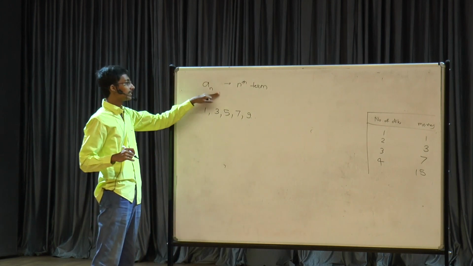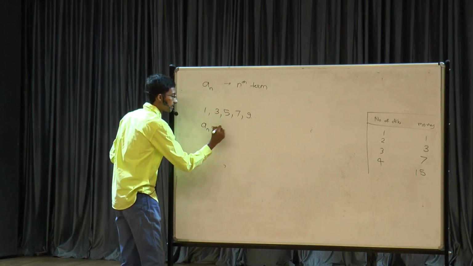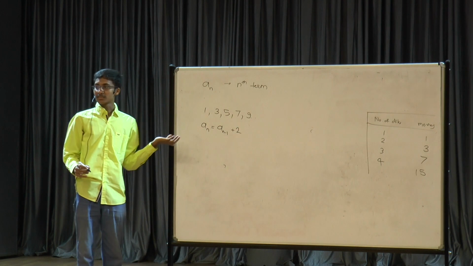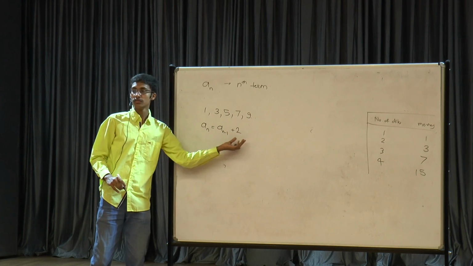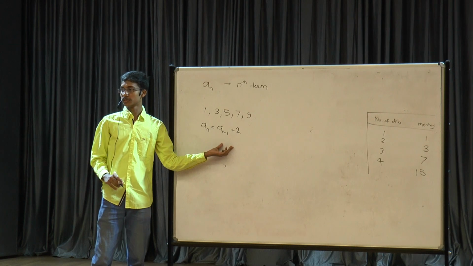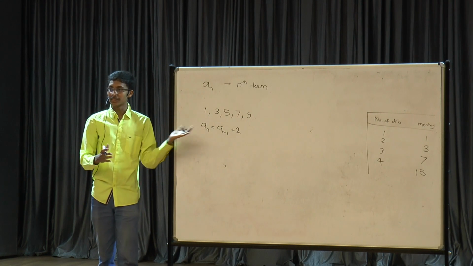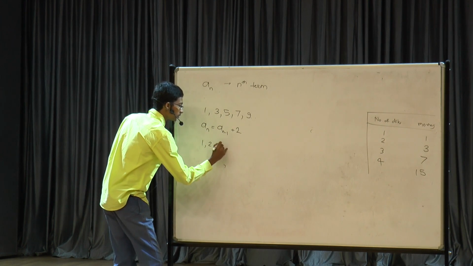For example, now this is the nth term, right? Do you see I can write this as an = an-1 + 2. What this means is nth term is obtained by adding 2 to the n minus 1th term. Is that what this formula follows? Does everyone understand this? Now, let's do one more.